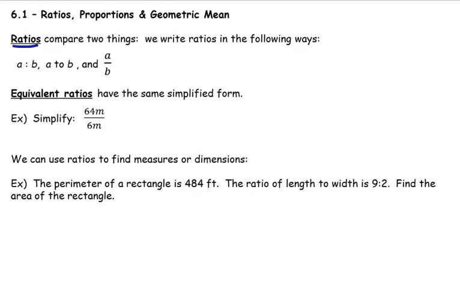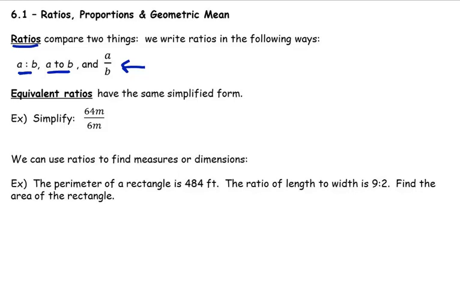Ratios compare two different things, two values. And we write ratios in one of the following ways. There's A to B, A colon B, or with the word to, A to B, when we're comparing two things. And for us, we're going to mostly be using A over B in fraction form when we're solving proportions. But first let's talk about equivalent ratios.